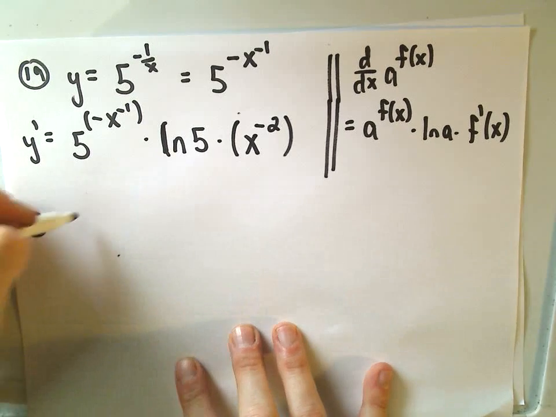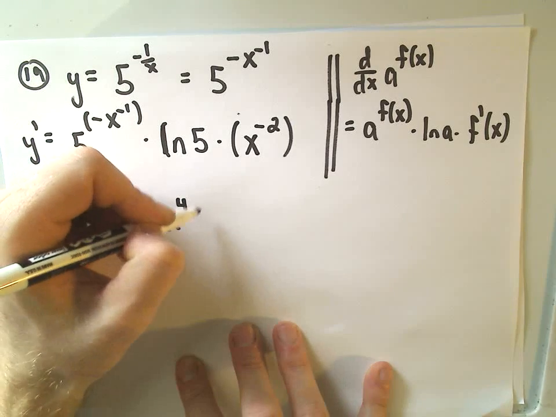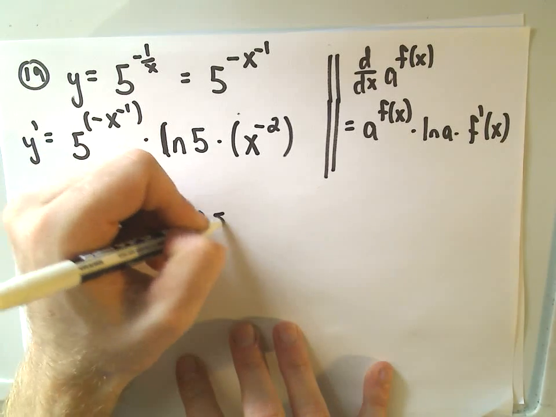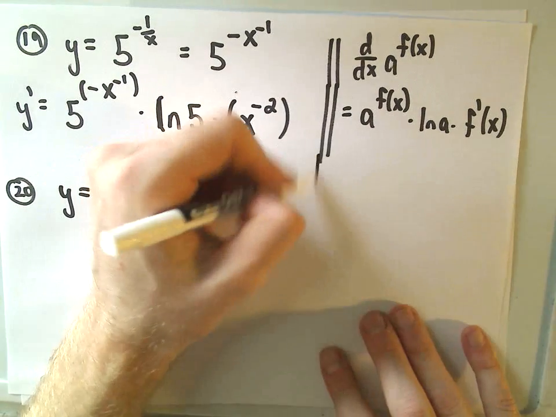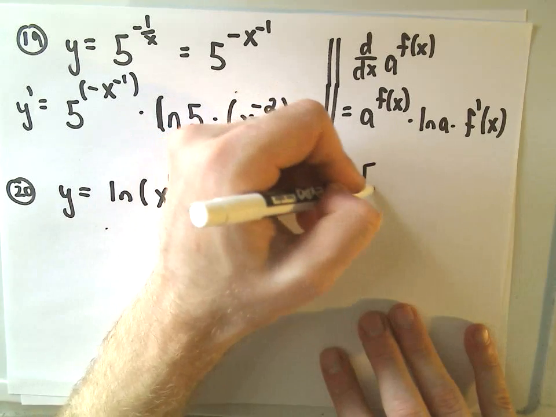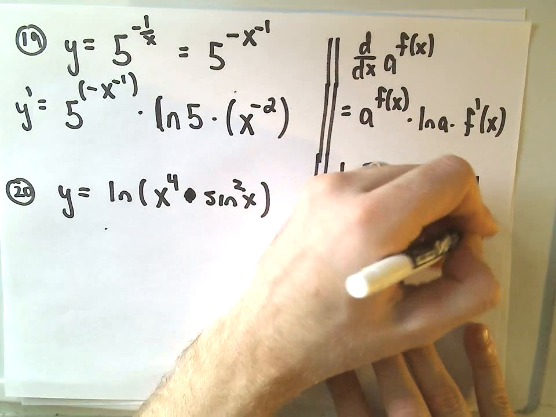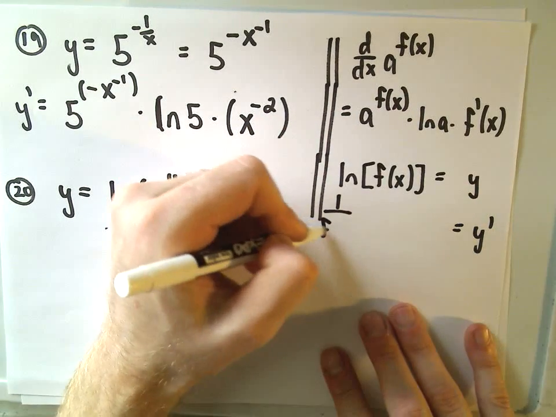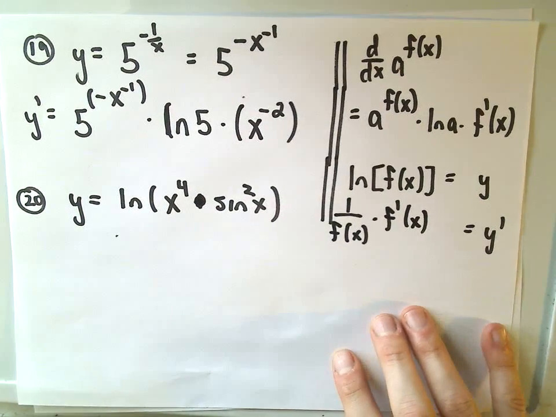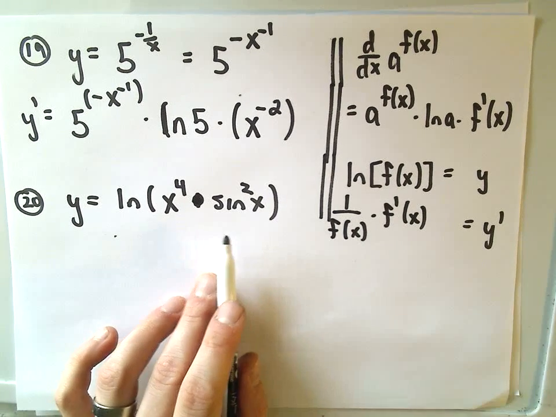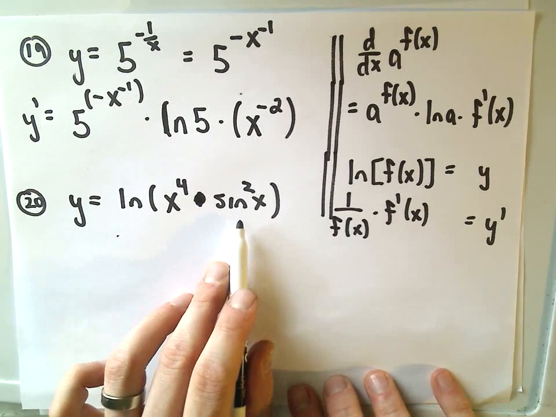Let's see, 20. Okay, here we have the natural logarithm of x to the 4th times sine squared of x. Okay, the formula for natural logarithm, again in general, if you have the natural logarithm of some stuff, the derivative of that says you get 1 over that stuff times the derivative of whatever's on the inside. So I could go ahead and start doing that straight away, but when I take the derivative of the inside, I'm going to have to use the product rule and the chain rule.